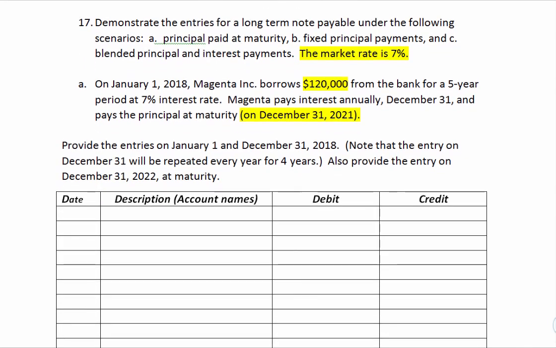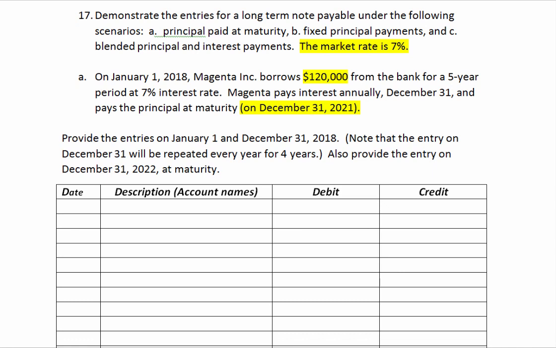Demonstrate the entries for a long-term note payable under the following scenarios. A, principal paid at maturity. So we pay principal at maturity. We don't pay principal consistently throughout. B, fixed principal payments, and C, blended principal and interest payments. The market rate is 7%.